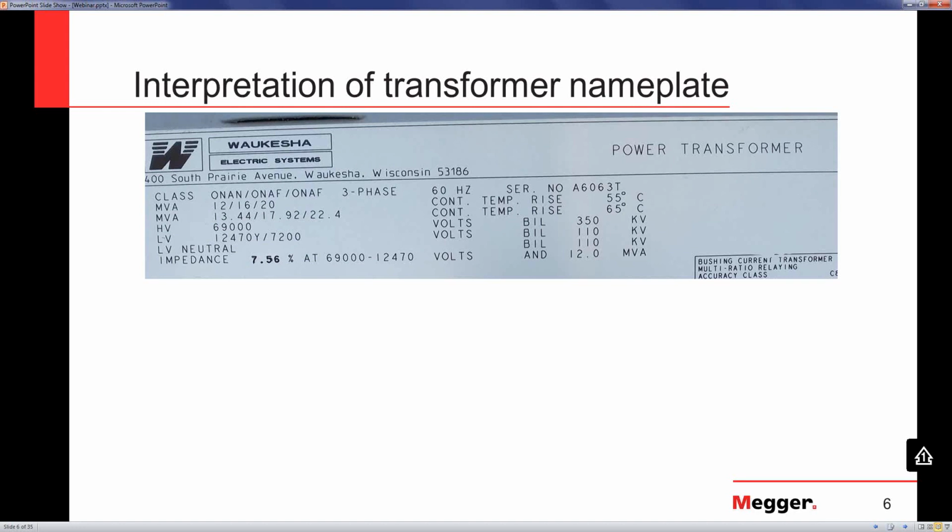Rated high voltage is 69 kV, rated low voltage is 12.47 kV. It's a Y-connected winding, so you have the line-to-line voltage as well as the line-to-neutral voltage, which is 7.2 kV. BIL stands for basic impulse insulation level. It's 350 kV peak for the high voltage winding and 110 kV peak for the low voltage winding. The impedance value of the transformer is punched on the nameplate at 7.56%.